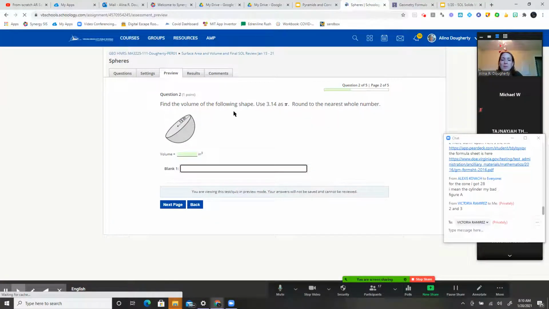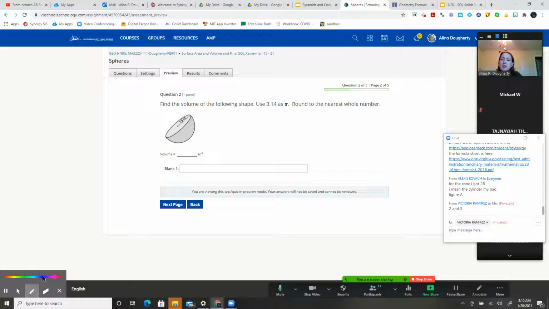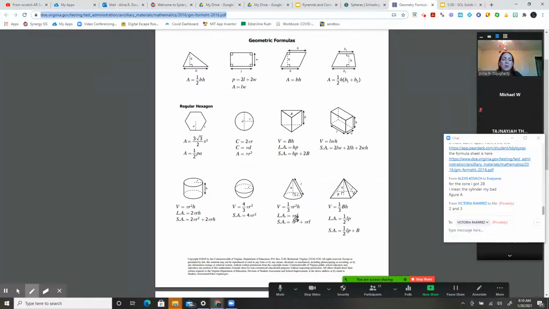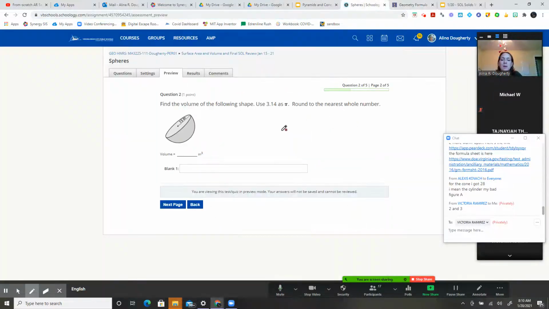Find the volume of the following shape, round to the nearest whole number. So this is a hemisphere. This is like what we did with that mock-up of the International Space Station yesterday. So we need to find the volume. Maybe if my formula sheet will open. Volume is 4/3 pi r cubed. This is a sphere. It's just cut in half. So that's why it's giving us a little stress. So V equals 4/3 pi r cubed. And then we're going to divide that by 2 because it's a hemisphere.